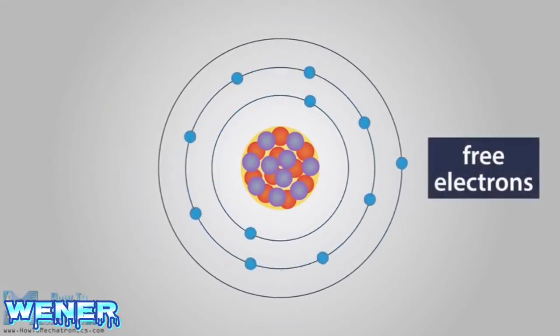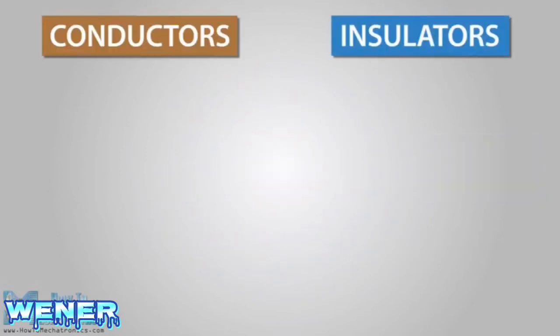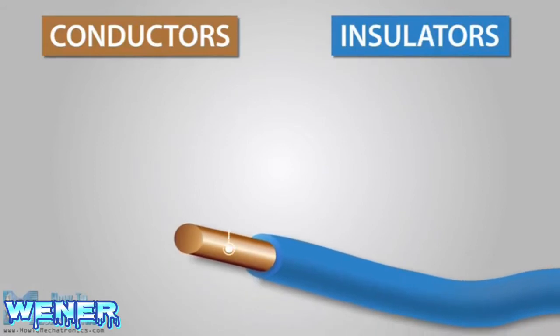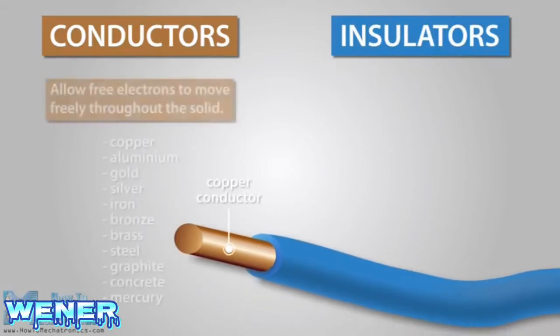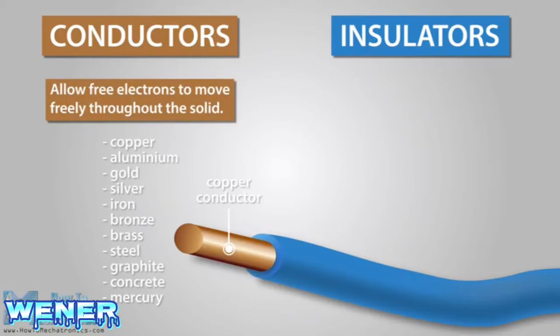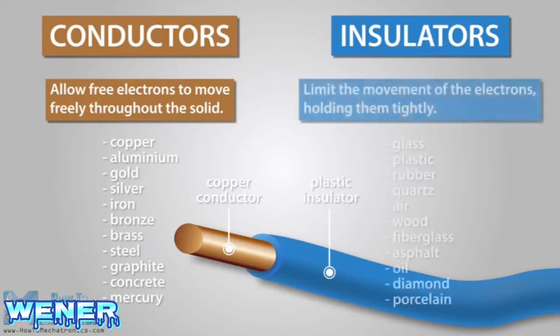How easy it is for an electron to move around depends on the material. Materials can be either conductors or insulators. Materials that are conductors, like most metals, allow free electrons to move freely throughout the solid, while insulators, like plastic or glass, limit the movement of the electrons, holding them tightly.